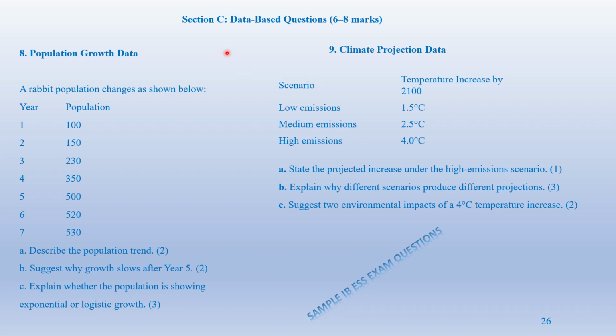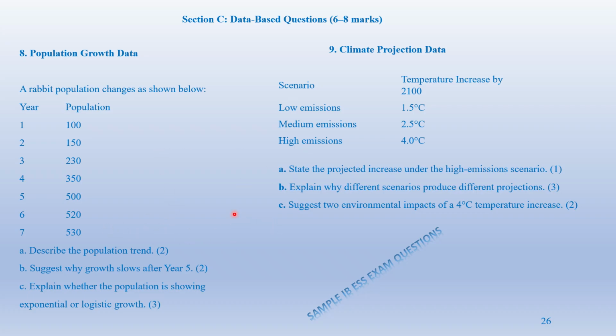Section C focuses on data-based questions and assesses your ability to interpret, analyze, and evaluate environmental information. You may be provided with graphs, tables, maps, model outputs, or diagrams and asked to identify trends, describe patterns, explain relationships, and draw evidence-based conclusions.